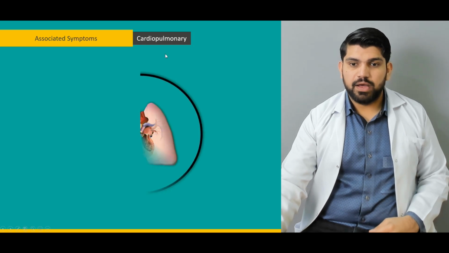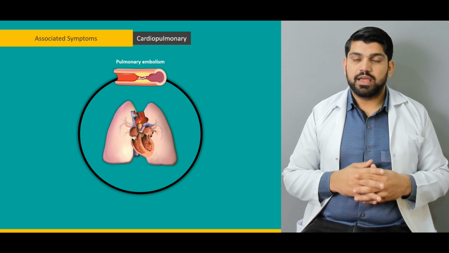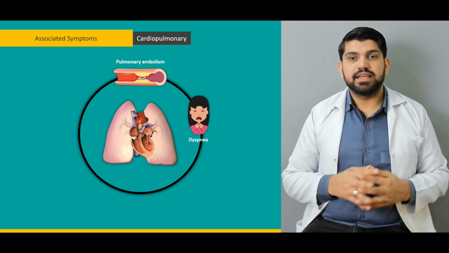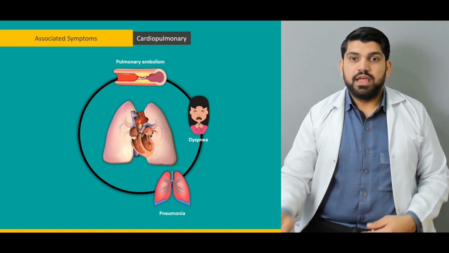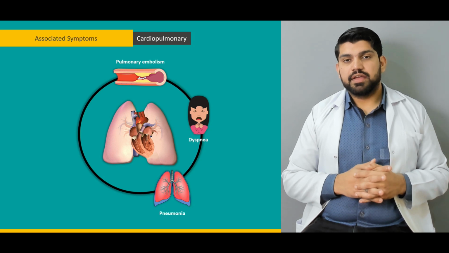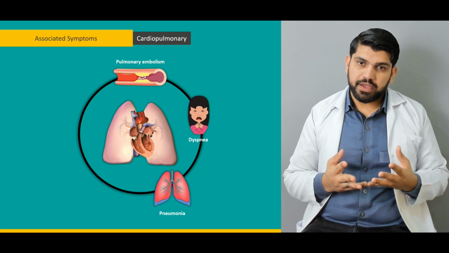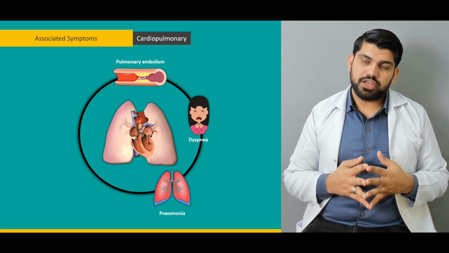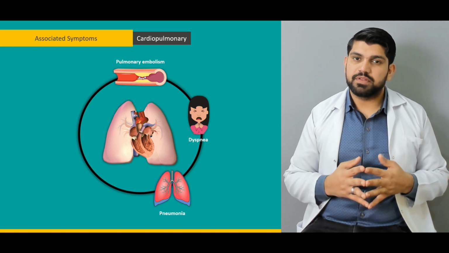Pulmonary embolism can present with abdominal pain. Dyspnea can present with abdominal pain. At times, there is pneumonia. Pneumonia at times can present with abdominal pain, or abdominal pain can present with pneumonia. It happens because of diaphragmatic irritation, with the lungs lying over the diaphragm, which can present as abdominal pain.